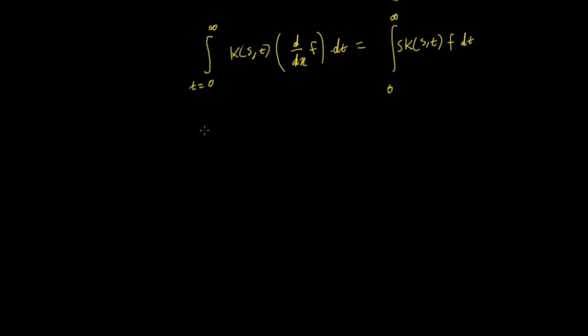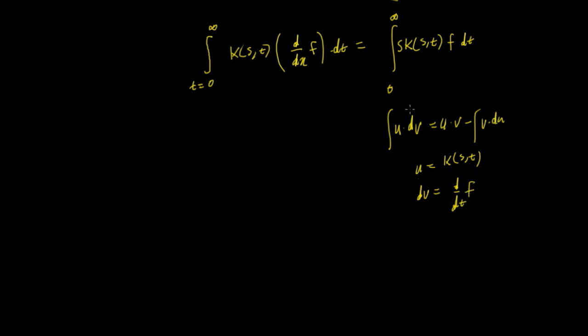So integration by parts says that the integral of u dv equals u times v minus the integral of v du. Okay, and so we've let our u equal k of st, and our dv equal d by dt of our function f.